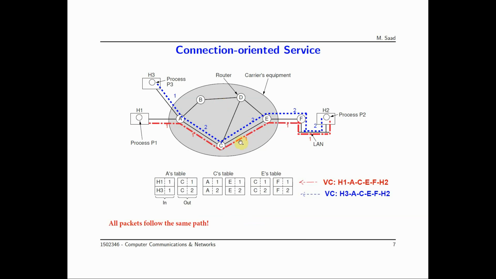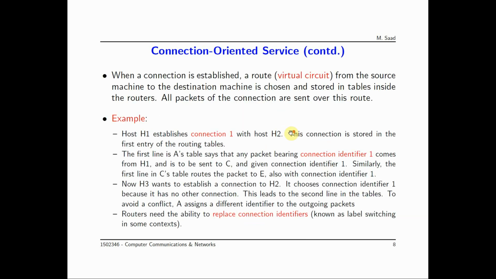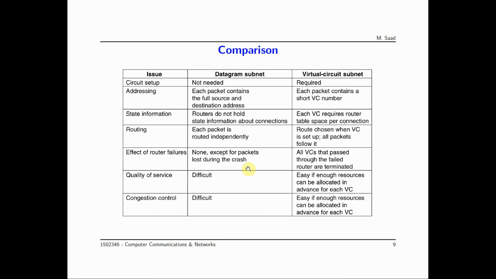However, in a connection-oriented service, if that router fails, it means the whole virtual circuit fails, and all future packets cannot be delivered. So the effect is much stronger in virtual circuits. So who wins when we talk about the effect of router failures? Basically datagram or connectionless wins, because if a router fails, the effect is much smaller.